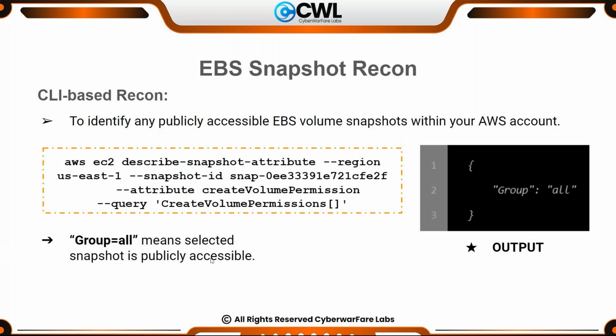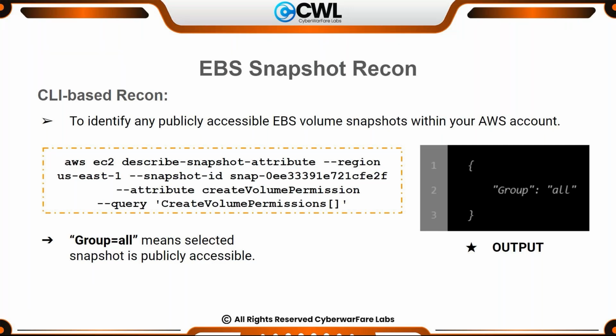This command has two important components. First, we have dash dash attribute. This specifies the attribute to be retrieved, which in this case is the create volume permission. And second, we have the query option, which extracts the create volume permission from the output.